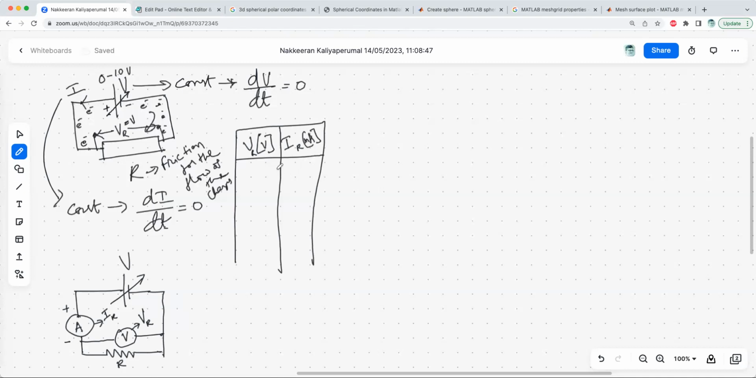Let's say you apply 0 voltage, what do you expect as a current? No current will flow. Let's say when you apply 1 volt, we get 0.5 milliampere. If it is 2, we get 1 milliampere, 3, 1.5. So it goes 4, 2 milliampere. We go up to 10, and we get 5 milliampere.